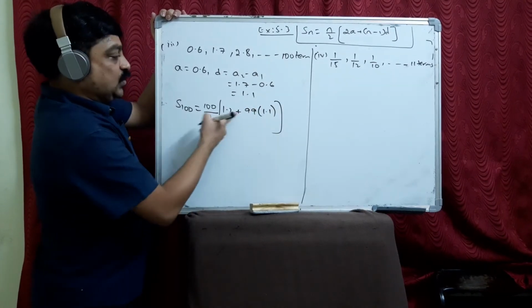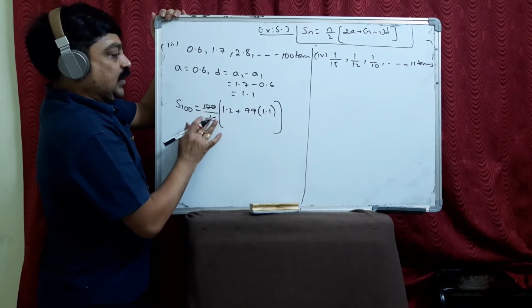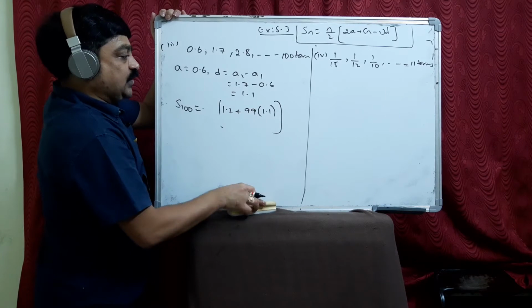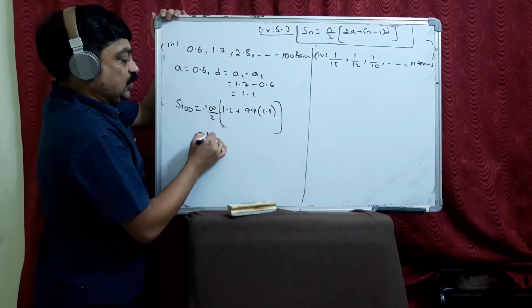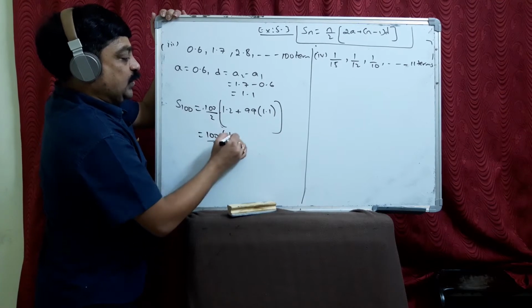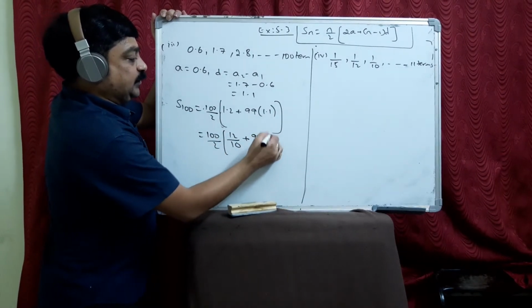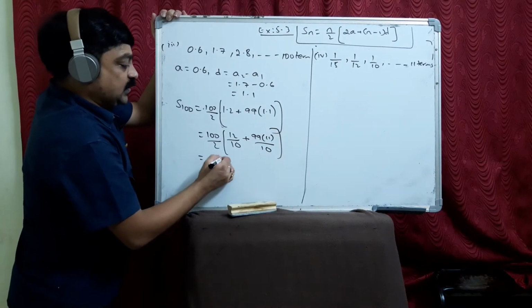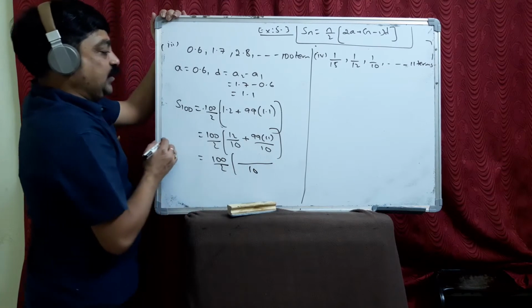Okay. So if you feel a little difficult with this, I'll give you a slightly different calculation. 100 by 2, don't cancel yet. So keep it like that, 100 by 2. You write this as 12 by 10 plus 99 into 11 by 10, so it will be easy for us to cancel. LCM is 10. 99 into 11.